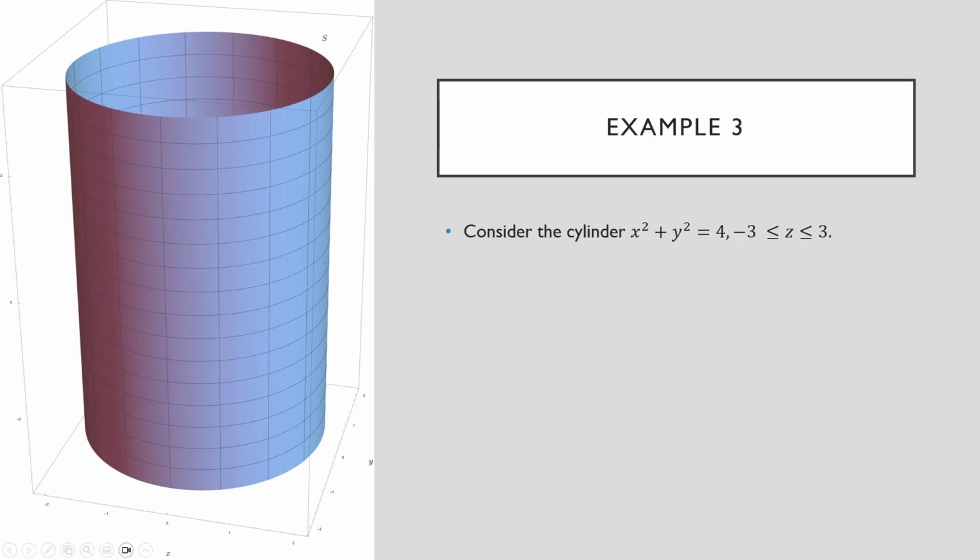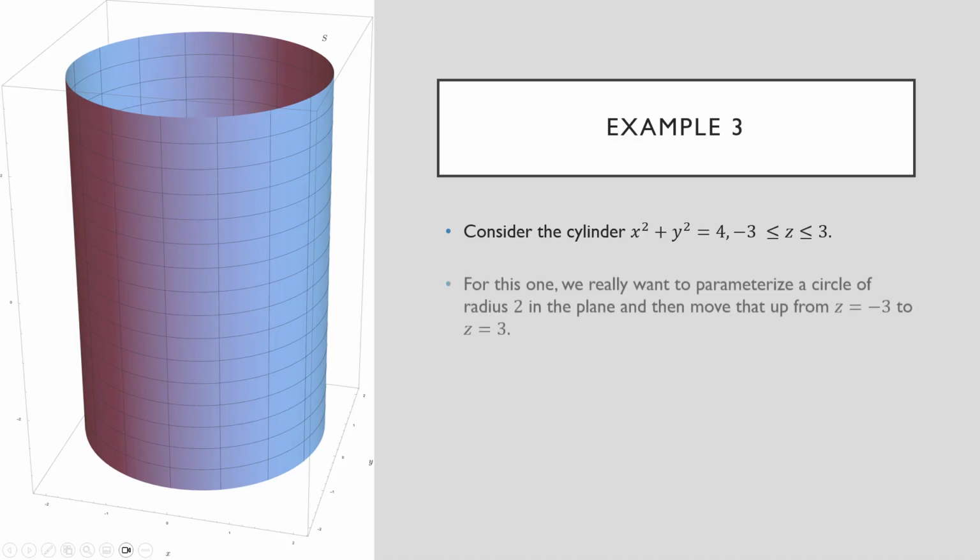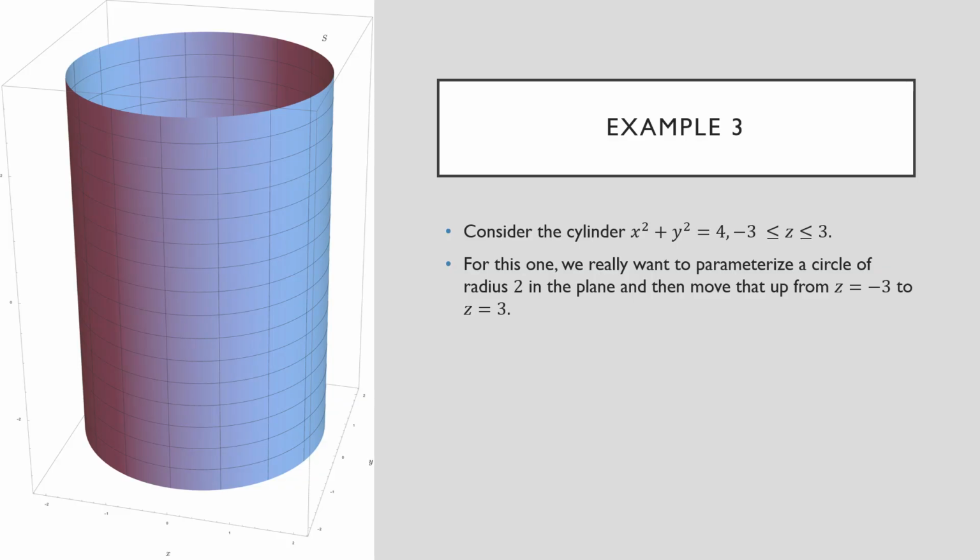So you can kind of see what we need is for each value of z, we need to have a circle there. And it has to be a circle of radius 2 for every value of z. So what we're really wanting to do is parameterize a circle of radius 2 in the plane, and then move that up and down from z equals -3 up to z equals 3. So we just saw 2 slides ago how to parameterize a circle of radius 2.